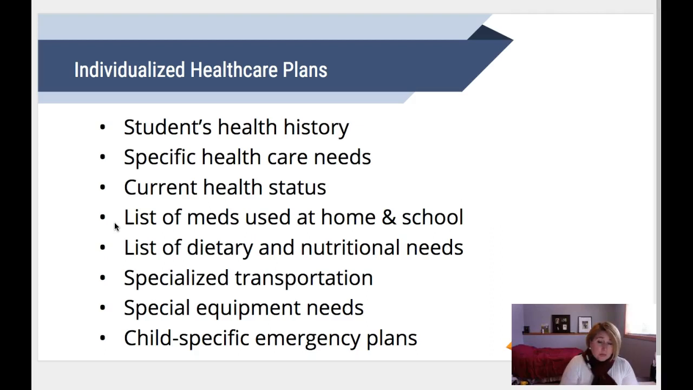And then finally, child-specific plans. You can't just universally address every healthcare situation the same. How one person presents with a health issue may be different than another, even though they both are perhaps diabetic. So that would be the very specific things that the child has in their plan.